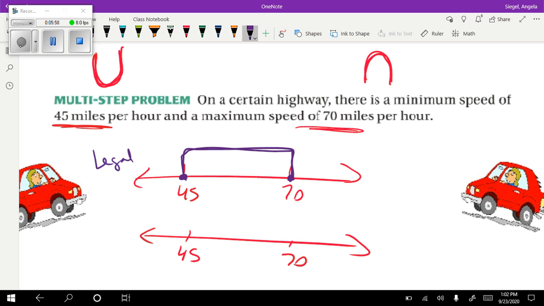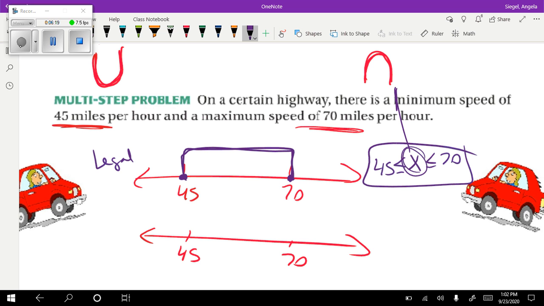I might write this in interval notation, or I might write it just like on a graph, as an expression, I guess I should say. Going backwards, notice that that x is sandwiched in between there, and this is that intersection that we're talking about. Interval notation would look like 45 bracket 70 bracket. Now let's talk about illegal speeds. So this is in the ticket range.